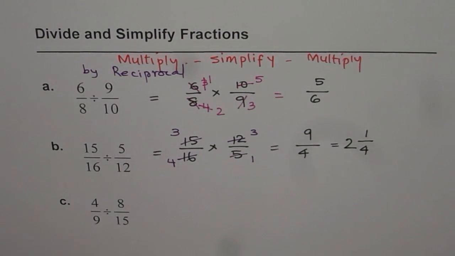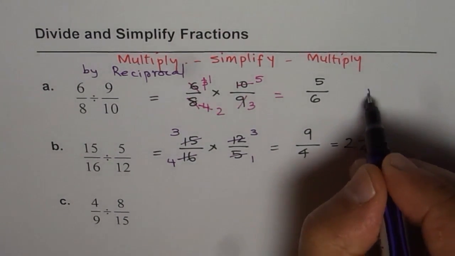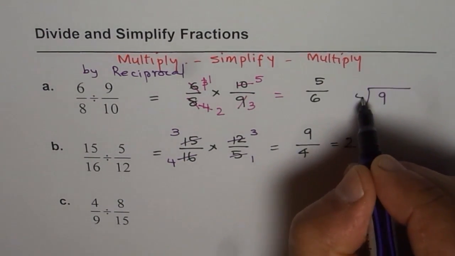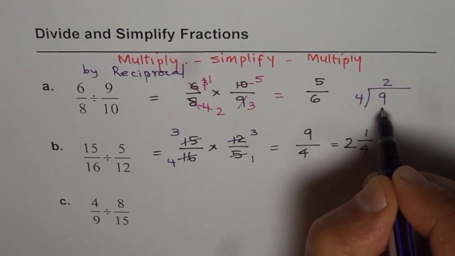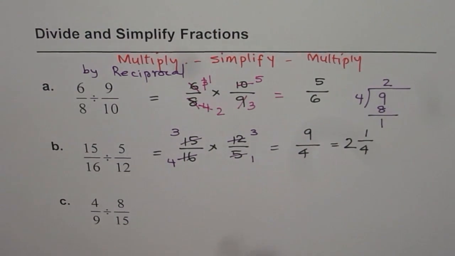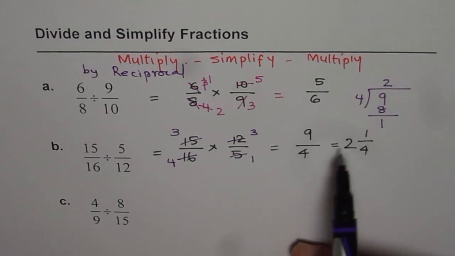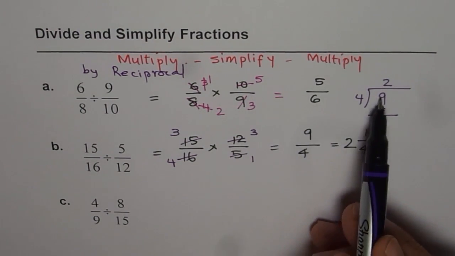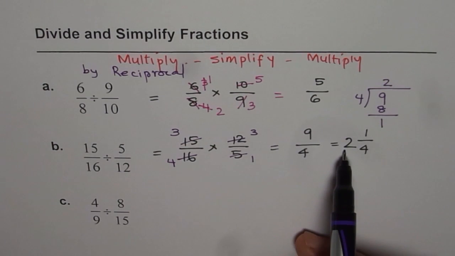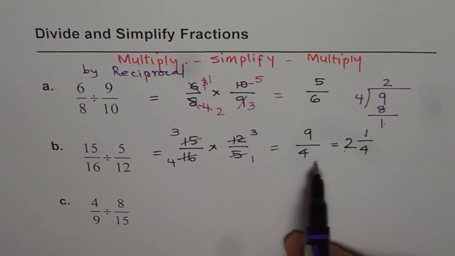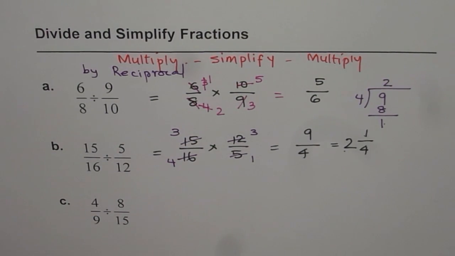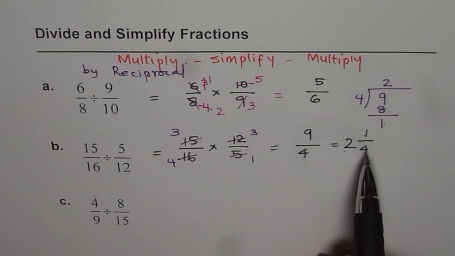Correct? Let me show you this division separately. So we are dividing 9 by 4. 4 times 2 is 8 and the remainder is 1. That is what we are trying to say. So 9 over 4, 9 divided by 4 is 2 wholes, 1 remainder, 1 over 4, right? So that is how we should write our answer.